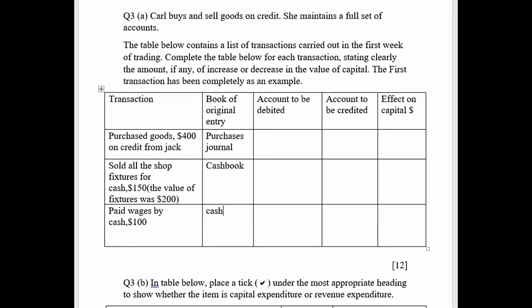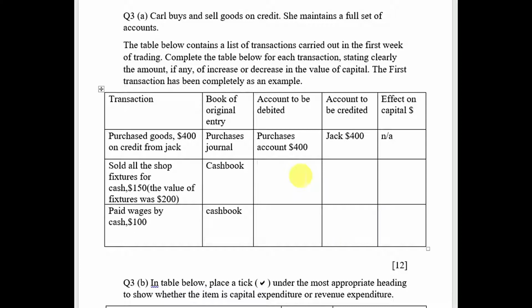Paid wages by cash, obviously cash is involved. Account to be debited: what is coming inside and what is coming to the business? Purchase goods. So goods are coming inside the business, we don't have any goods account, so we will say purchases account. The amount would be $400. Obviously there is only one amount in this, so credit Jack, because liability is increasing. So credit Jack, so we will pay Jack shortly. There is no effect on working capital. I've repeated this again and again. Any effect on profit or any direct effect on the capital will be written down in that column.